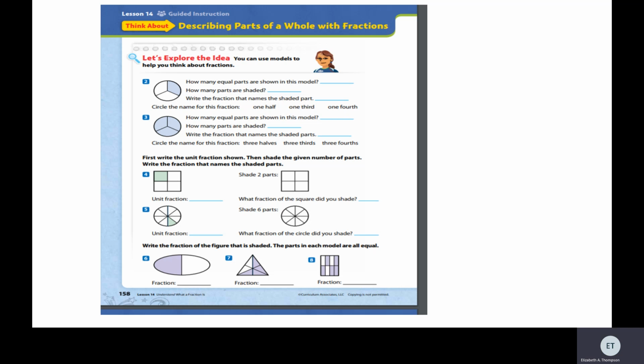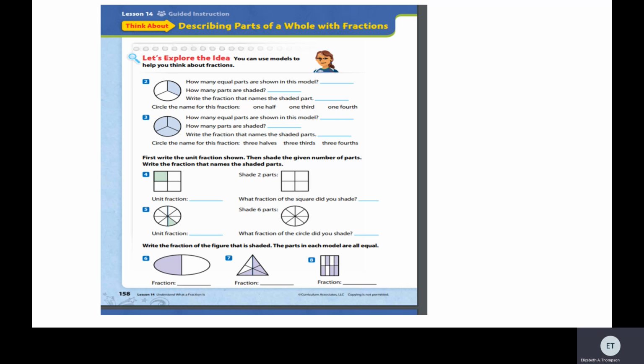Let's keep going. How many equal parts are in this next circle? How many parts are shaded? And finally, write the fraction that names the shaded parts. Good. You should circle either 3/2, 3/3, or 3/4.